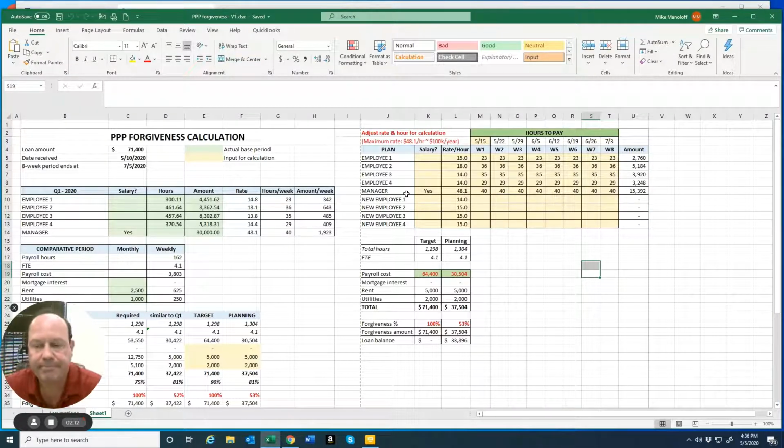If you don't have the same number of hours worked, you're going to lose a percentage of your loan as not being forgivable. So you're going to have to pay it back. It will not be forgivable, a percentage.